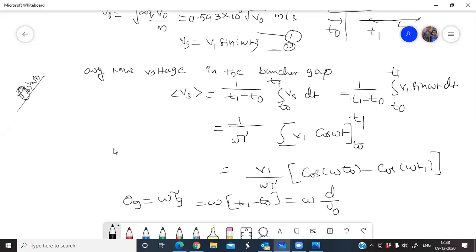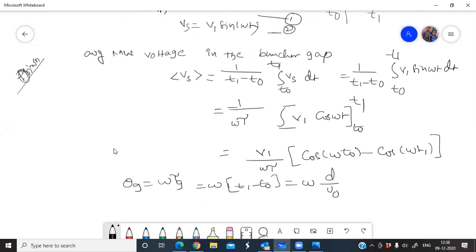D by V0. Don't get confused here, because I have already shared an image to your WhatsApp. When you observe, the space in the cavity is nothing but d, and the velocity of the electron is equal to V0. So you can write d by V0. So theta g is equal to omega d by V0.